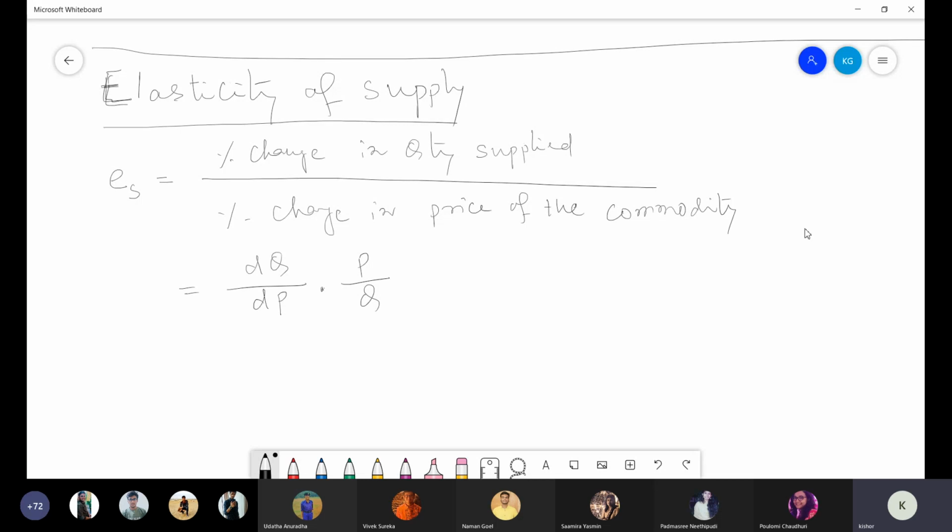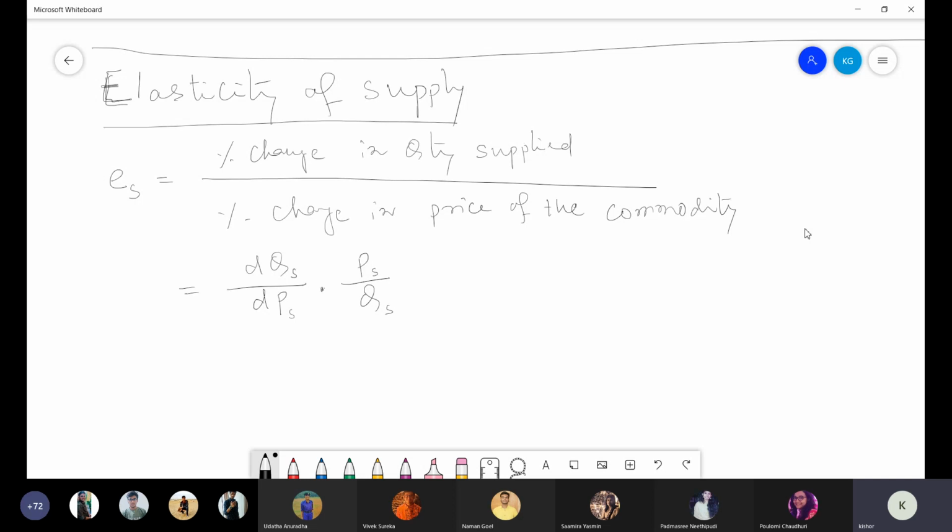But to make this difference with elasticity of demand, you can use an S here. It's up to you. Here QS means quantity supplied, PS means supply price in the market, at what price you are supplying something in the market.